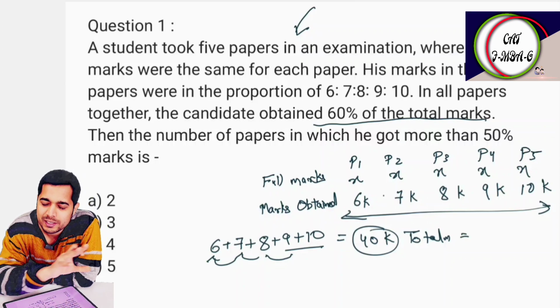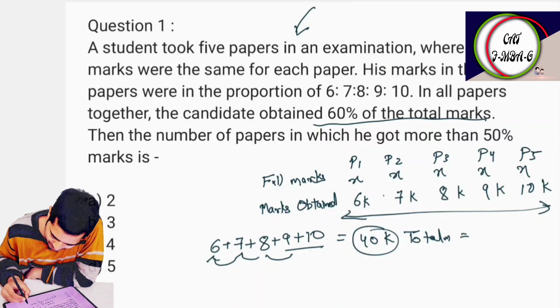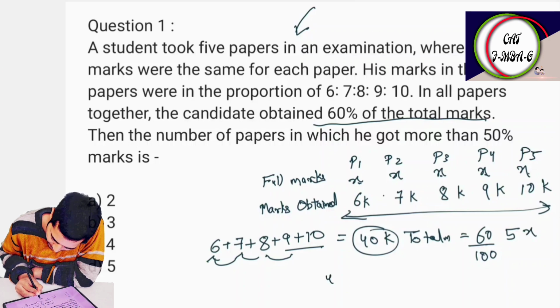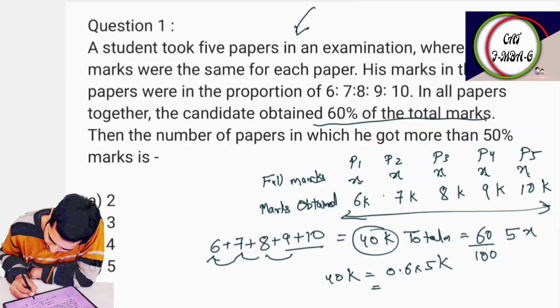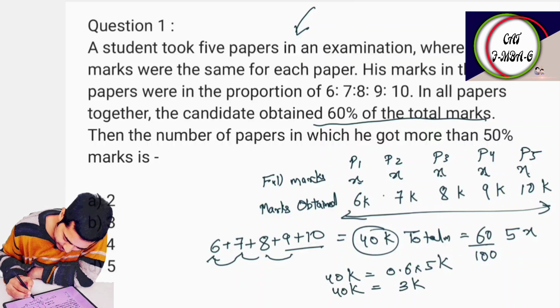Total marks obtained is equal to 60% of the total marks. Whatever the question is saying, just write it as it is: equal to 60% of the total marks. What are the total marks? 1, 2, 3, 4, 5, that is 5x. So 40k is equal to 0.6 into 5x, which is equal to 3x. Sorry, it's not k, it's x.